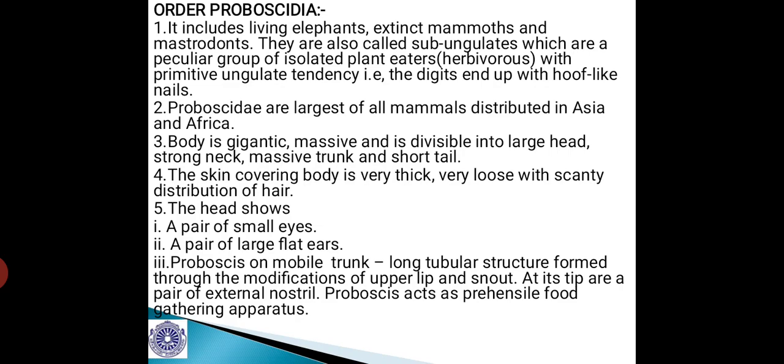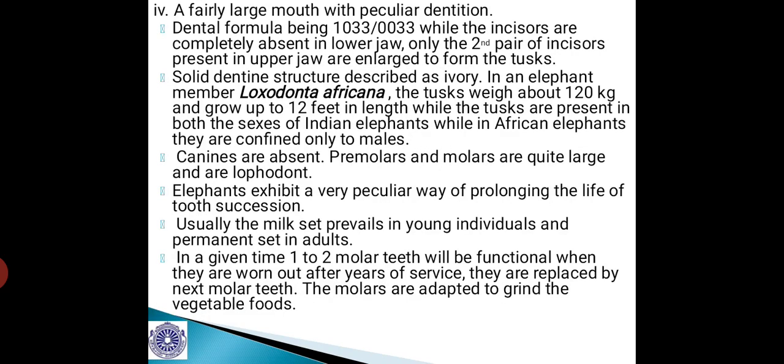And at its tip there are a pair of external nostrils, and the proboscis acts as a prehensile food gathering apparatus. That is what you must have seen in case of these elephants, that is, with the help of their proboscis they used to collect the leaves or the branches of the trees, and they are going to swallow or eat them. Then a fairly large mouth is present with peculiar dentition.